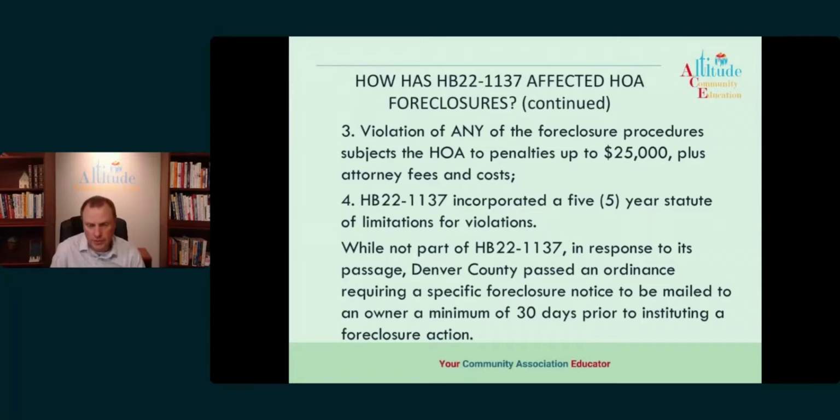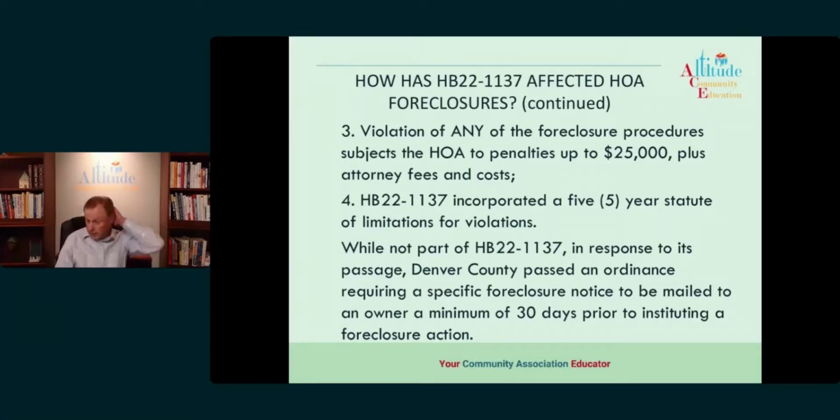Additionally, 1137 incorporated a 5-year statute of limitations for violations in terms of being able to collect fines. So if violations occurred 6 or 7 years ago and there are fines attached from then, we wouldn't be able to go back that far. So that's just another thing to think of when we're looking at your ledgers when they come over. That's one of the things that we're looking at.